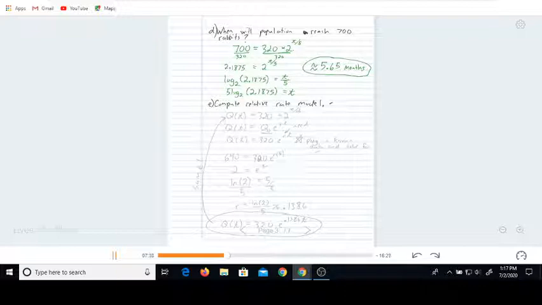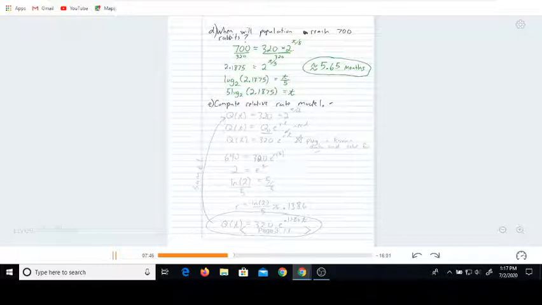Again, if it starts at 320 and it's doubling every 5 months, well, in 5 months, it's going to be at 640. It's almost to 700 already. So that answer seems to make sense. Now, just a heads up, on the exam, I will ask for both. Right? I'll want the decimal approximation and the exact answer. So make sure you are showing both on the written portion of the exam.